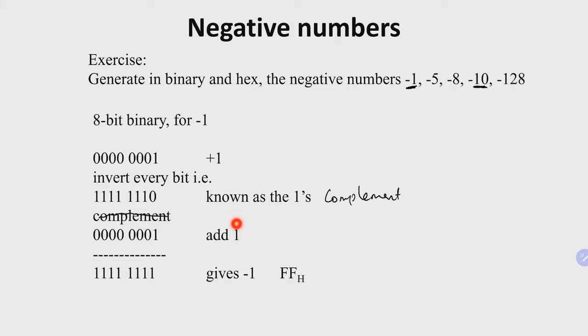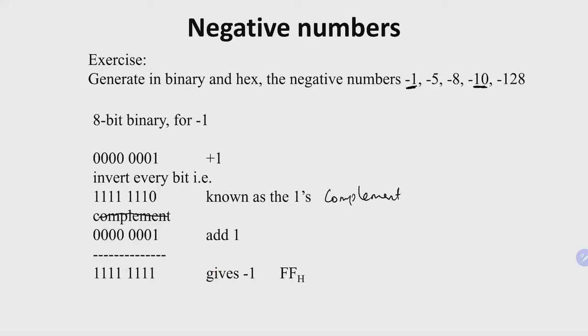Okay, so we invert all the bits. That is our one's complement, the first complement. And then we add 1 to that. So we have 7 ones here and then a 0. And then we add 1. So we end up with 8 ones. The result here is our two's complement, and it is our -1.